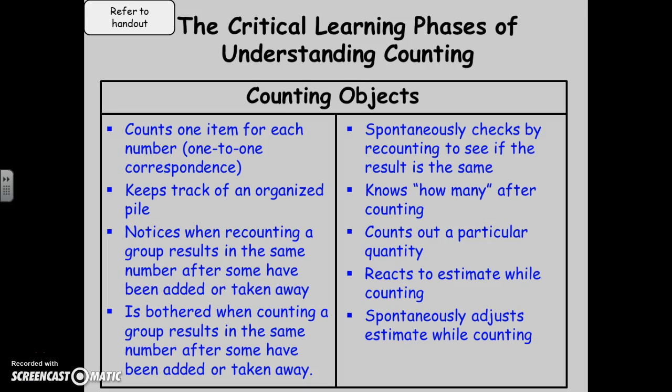Each of these critical learning phases for counting is broken down into many sub-phases. Please refer to your handout as we take a closer look at each one of these learning phases.